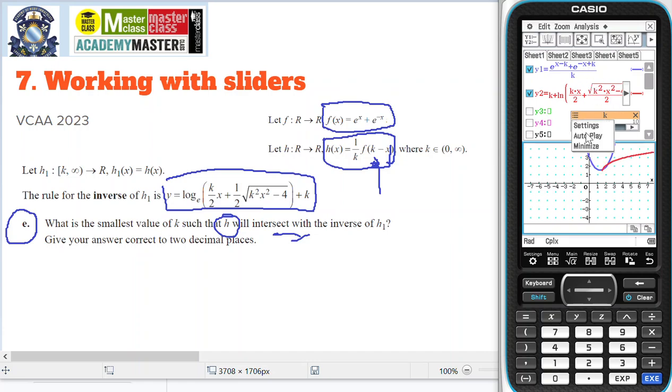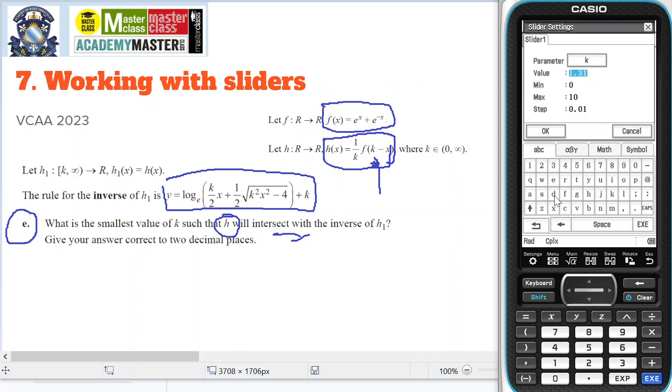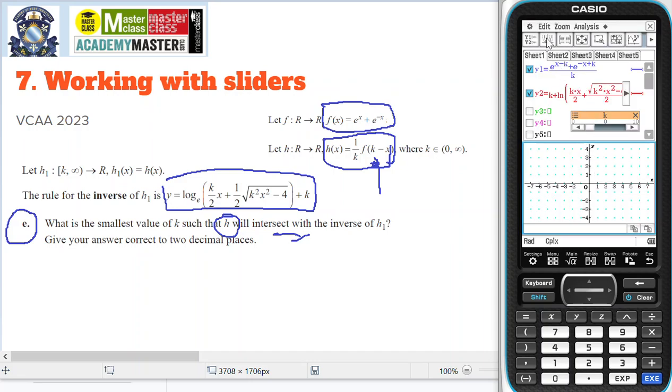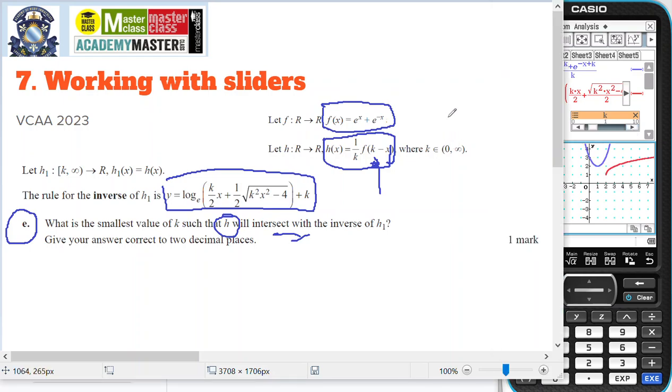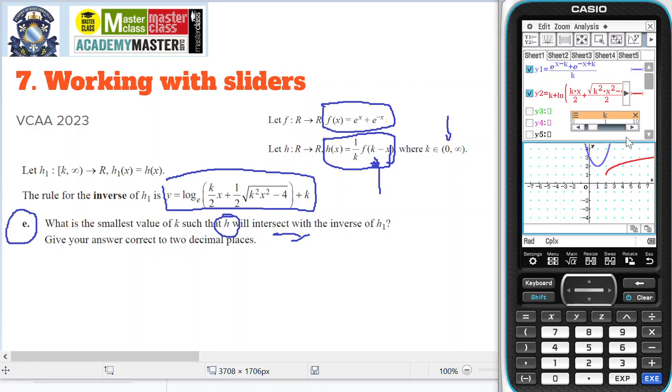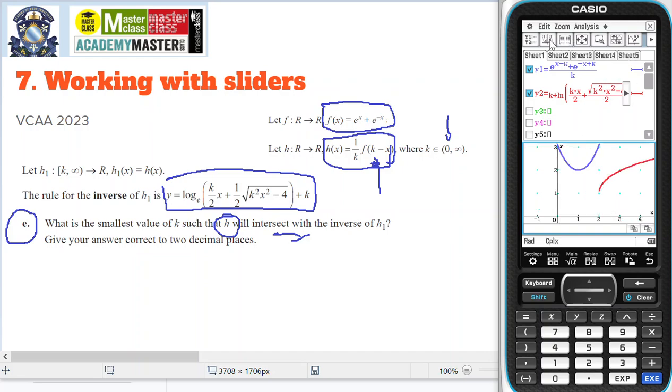So maybe I should play with my settings. I will start at 0 and I'll go up to 10 and I'll go in steps of 1 and see what's actually happening here. So when it's 0, it couldn't actually be 0 because 0 wasn't included. But for k equals 1, there's no intersection.